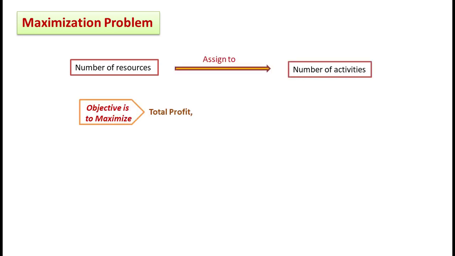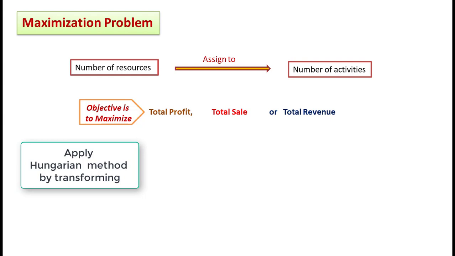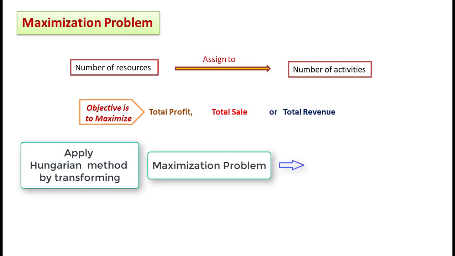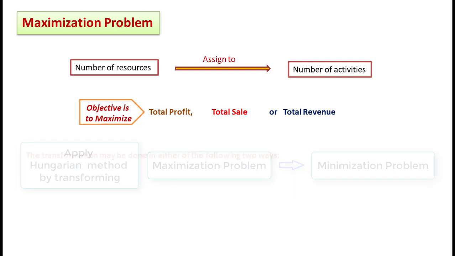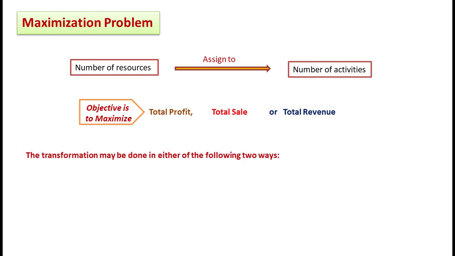There are some assignment problems where the objective is to assign a number of resources to an equal number of activities to maximize total profit, sale or revenue of the allocation. Hungarian method can solve such problems by transforming the maximization problem to an equivalent minimization form. This transformation may be done in either of the following two ways.